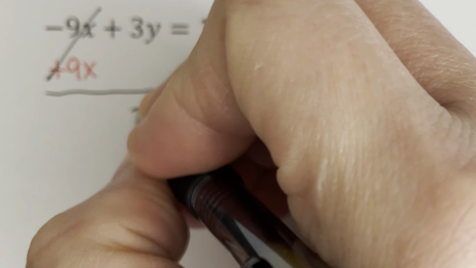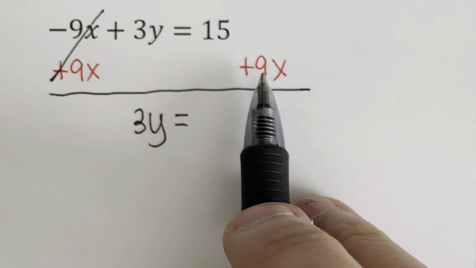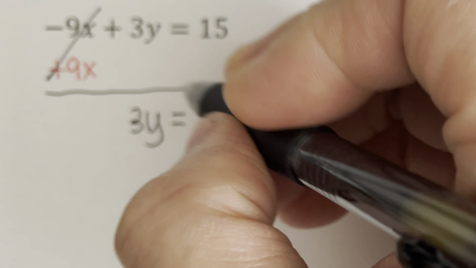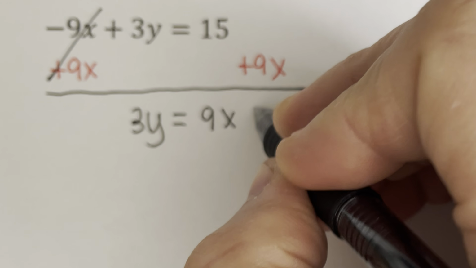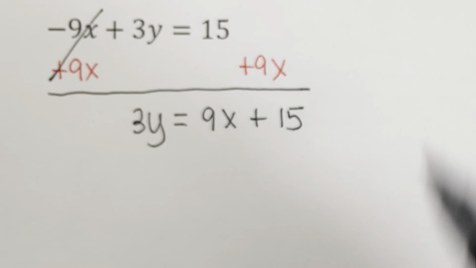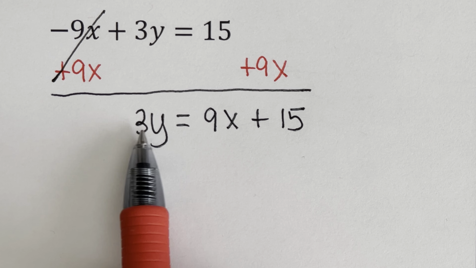So I'm left with 3y is equal to, I'm going to write the x first because it should be in the form y equals mx plus b. So that is 9x, it was a positive, and then there's a positive right there, so plus 15. So this becomes 9x plus 15. And this is 3 times y, or 3y.